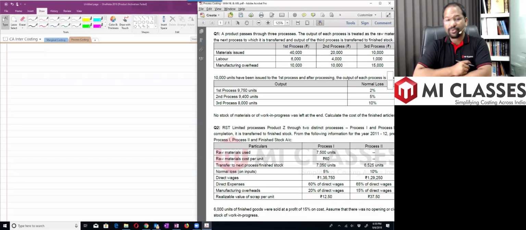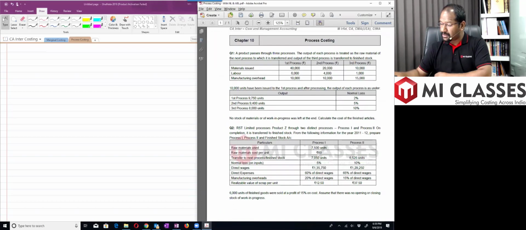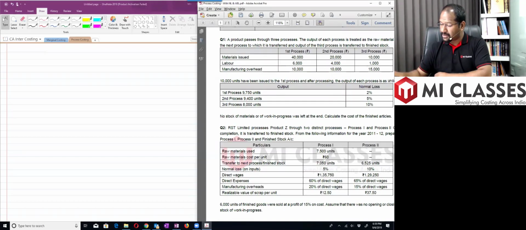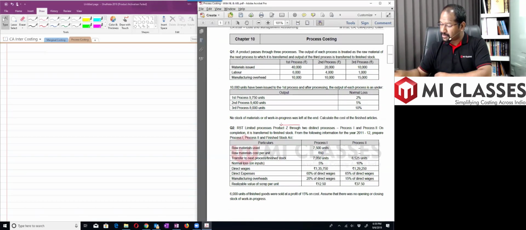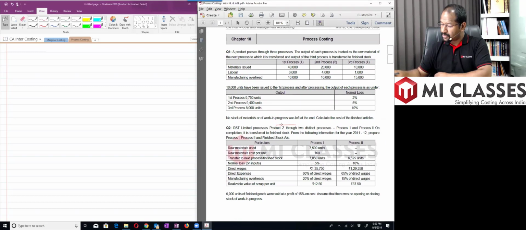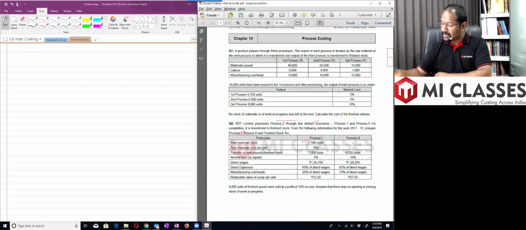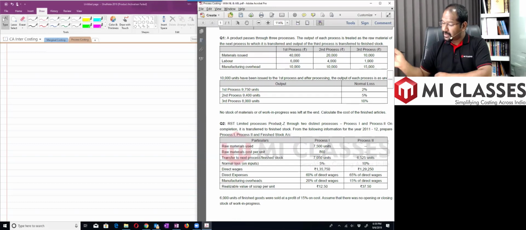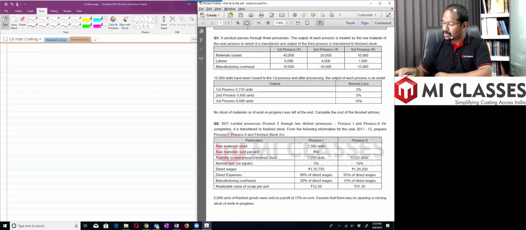A product passes through three processes. All right. A product passes through three processes. And what are the names of these processes? So there is process 1, there is process 2, and there is process 3. All right, now it is visible. So now, process 1, process 2, and process 3.